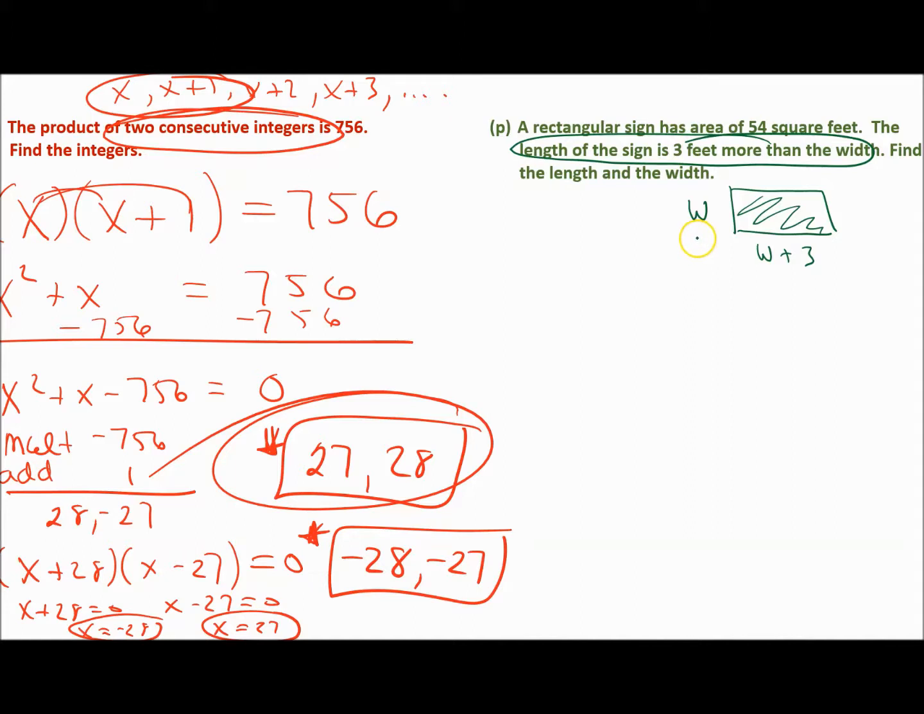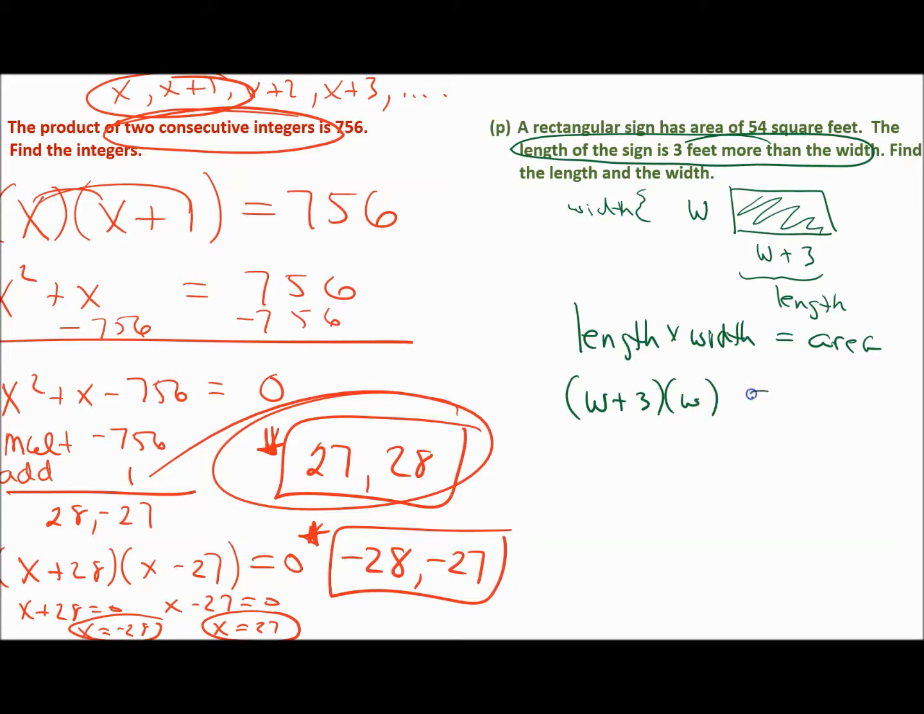Well, we don't know what the width is, so all we can do is, whatever the width is, we're going to add 3 to it. And how do you find the area of a rectangle? It's length times width, right? So remember, this is the length, W plus 3, and this is the width. We just called it W because we don't know anything about it. And we know if we multiply length times width, that equals the area of a rectangle. Okay, so our length is W plus 3, our width, we just called it W, and that equals the area of our rectangle, which is 54.